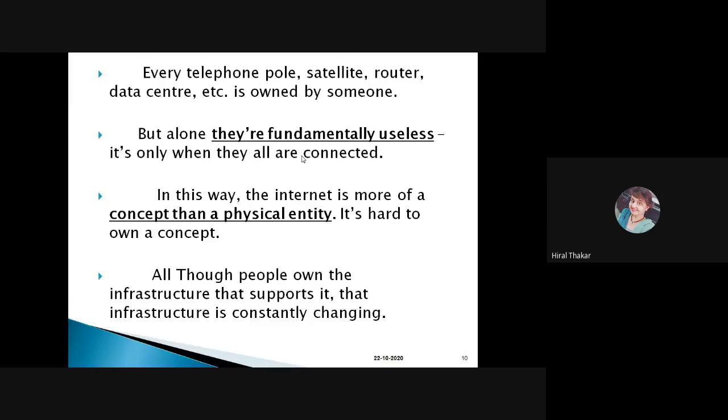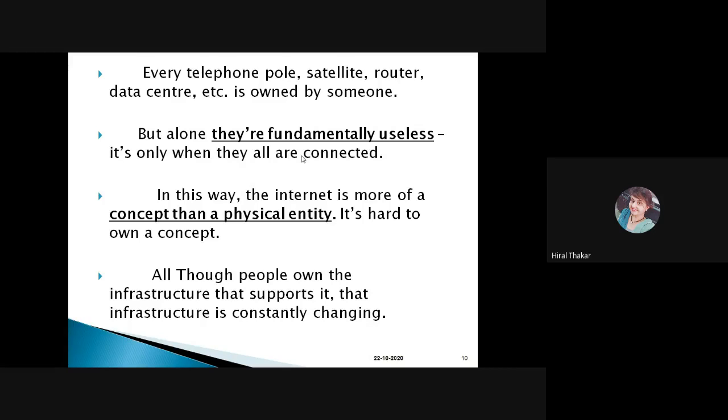In this way, the internet is more of a concept than a physical entity. So the internet is not a physical entity, it is a concept. And nobody can own a concept. It is hard to own a concept. So that is why no one is the owner of it, although people own the infrastructure that supports it. Our internet service provider, our telephonic service provider can support this concept, but they cannot own it. That infrastructure is constantly changing.